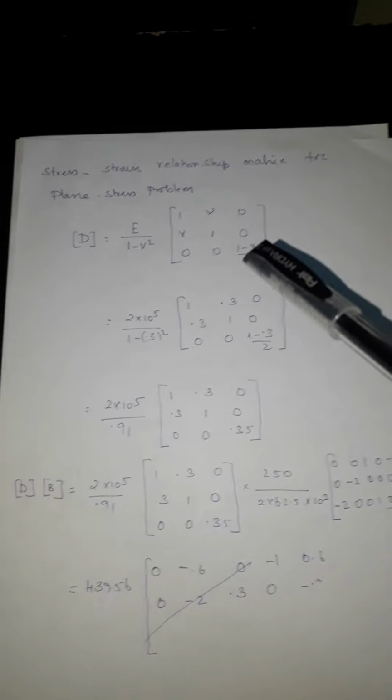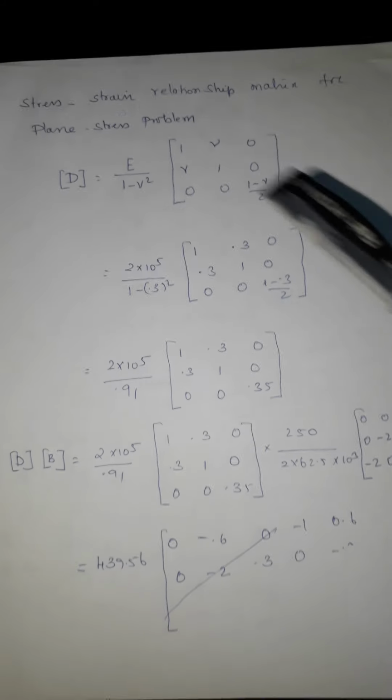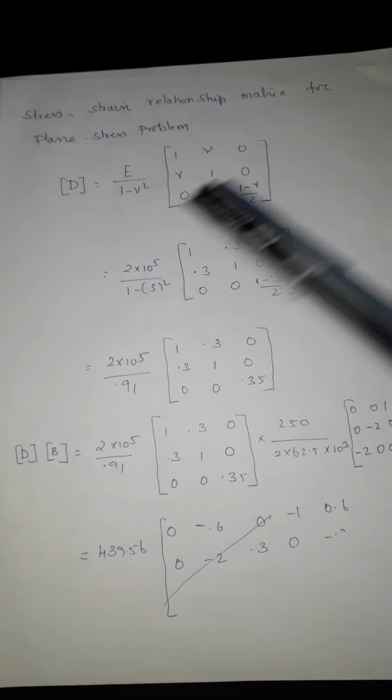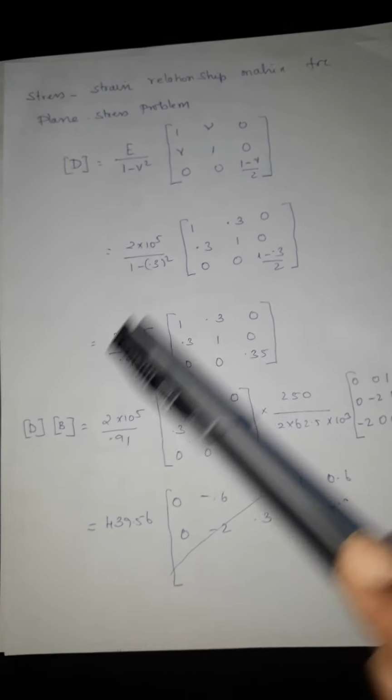So now we have to find out the D matrix. We have found out the B matrix, then we have the D matrix for the plane stress problem. So this is the formula. Mu you know, 0.25, E you know. Substitute this and you get this value.